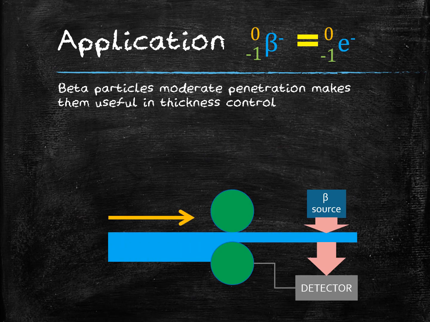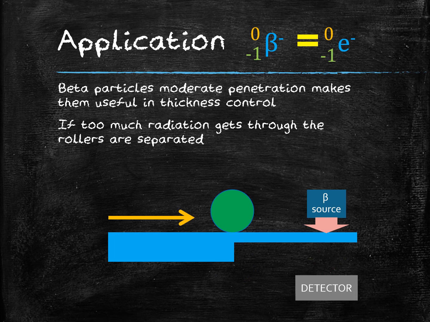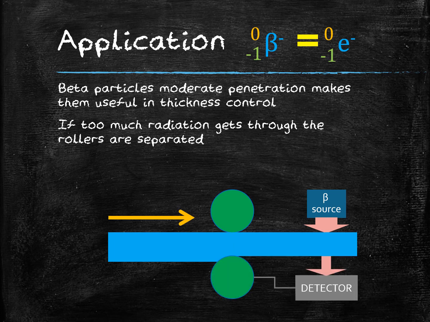The main application of beta particles is directly linked to their penetration ability, and it makes them very useful for thickness control. If too much radiation gets through, the rollers get separated, and as it gets thicker and thicker, less and less radiation can travel through the material. So this is typically done with either paper or very thin sheet metal that they're trying to control the thickness of. As it gets thicker and thicker, the amount of beta radiation that can actually penetrate through to the detector drops.